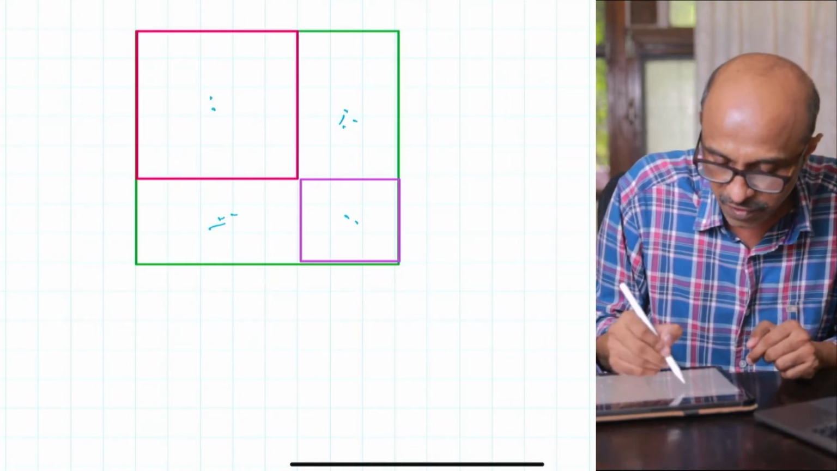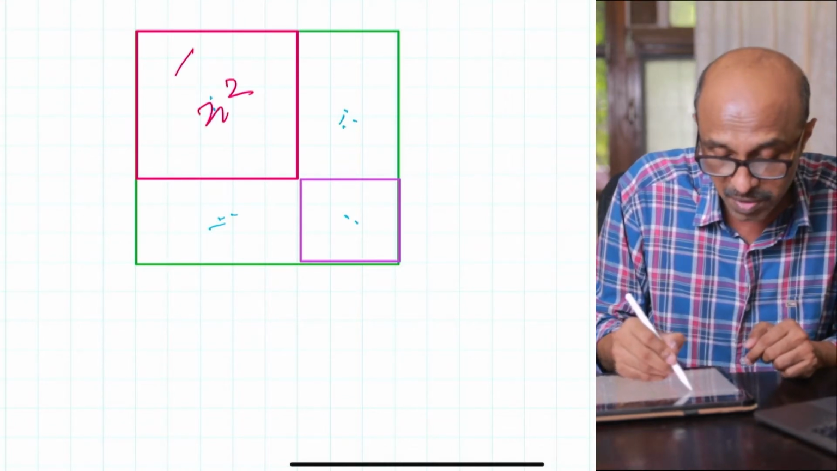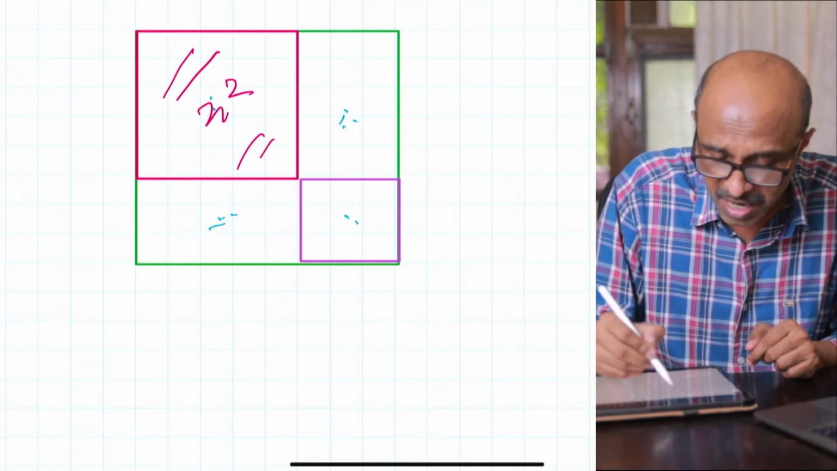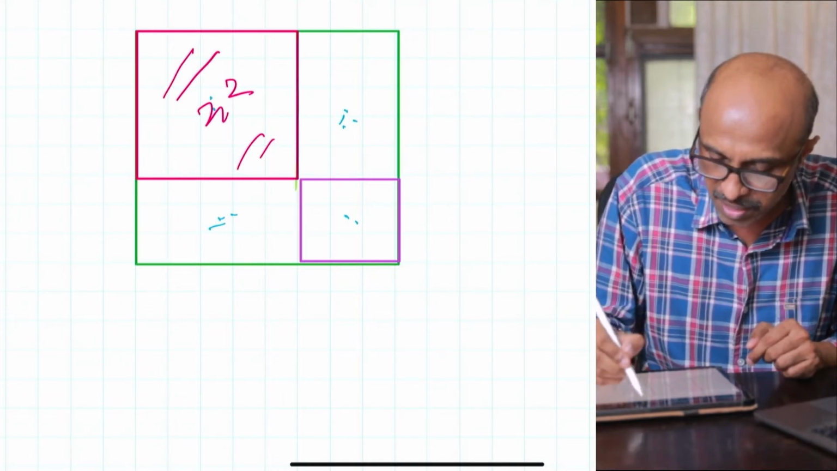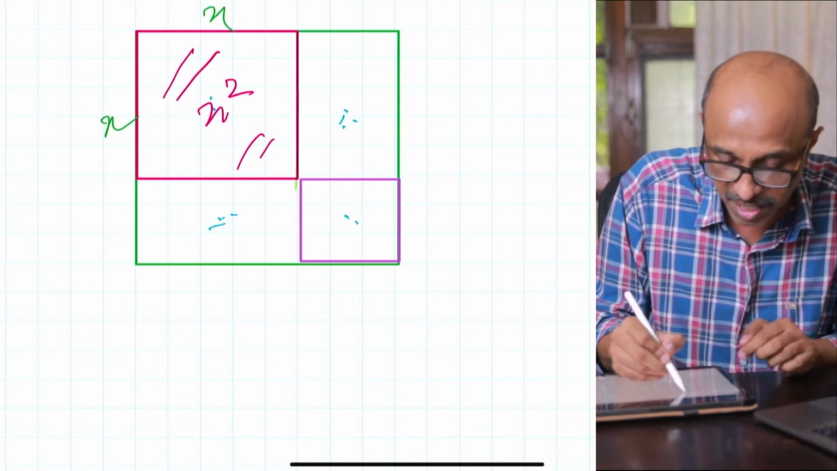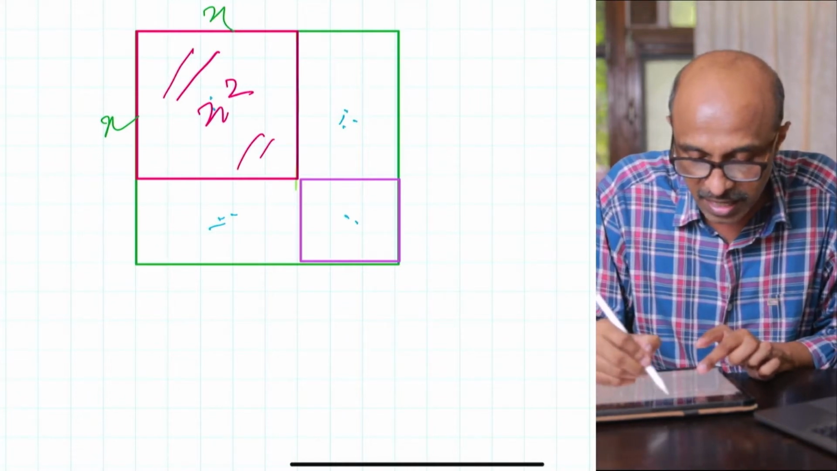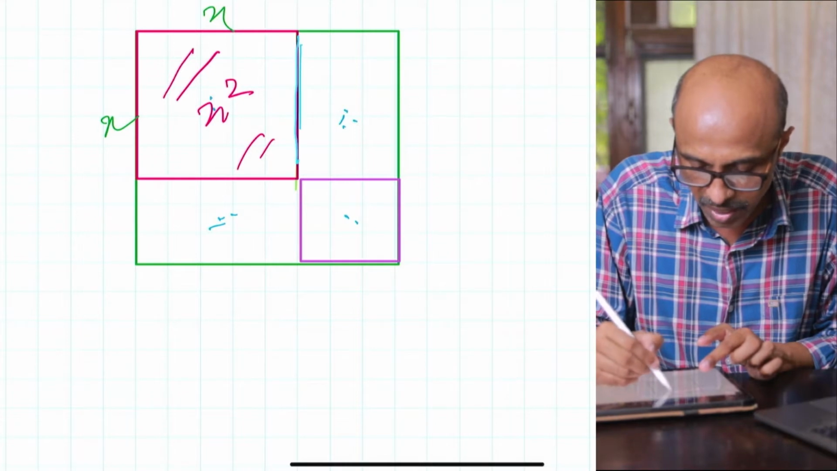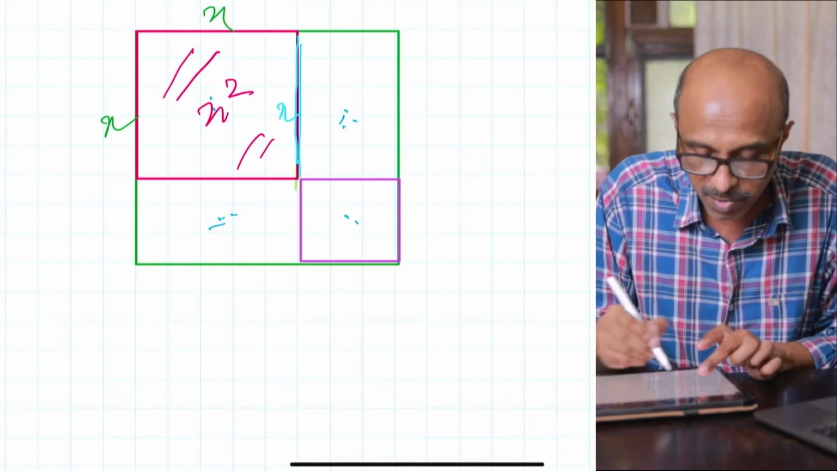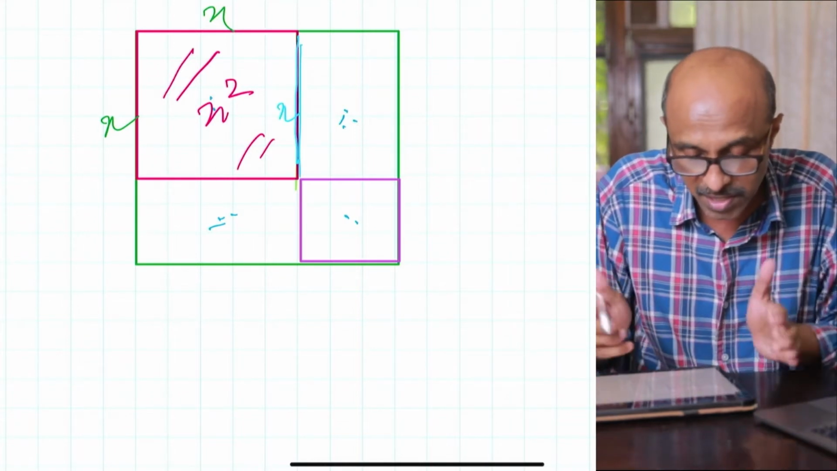Now, if the area of this first piece was x squared, it would mean that this side is x, right? That means the sides of the square are x. x times x would be the x squared. And that means this adjacent rectangle, this side is also x, because that's the side of the square also. They share the same side.